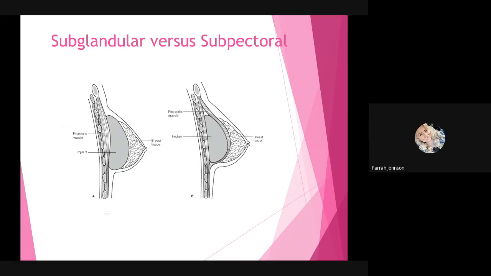So this is an example of subglandular versus subpectoral. Subglandular means that it's going to be placed anteriorly to the pectoral muscle, but behind the breast tissue, whereas a subpectoral implant is going to be placed posteriorly to the pectoralis muscle. And there's a variety of reasons why a patient would choose one over the other.